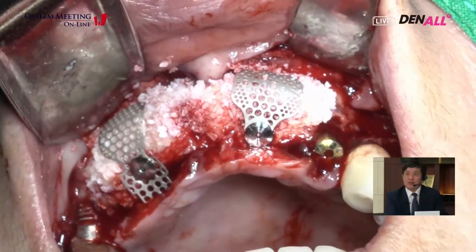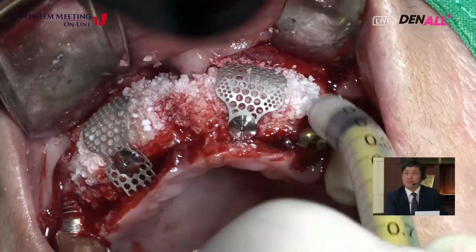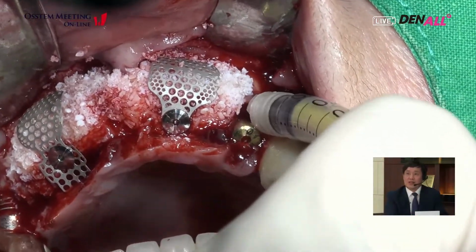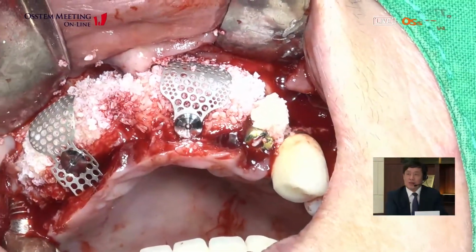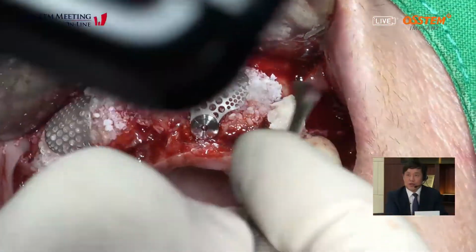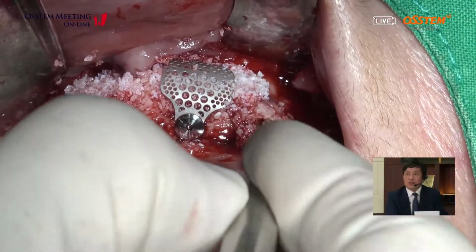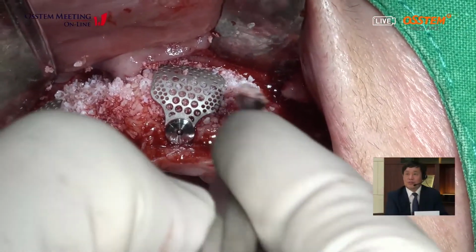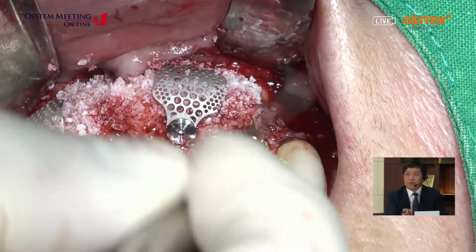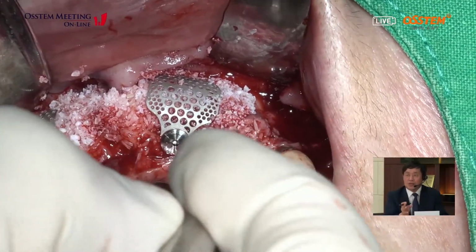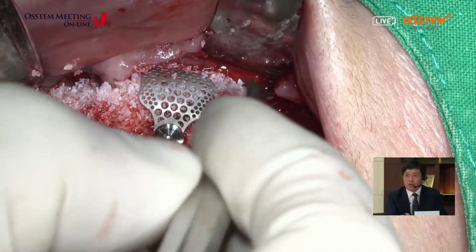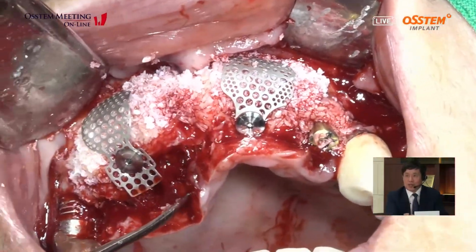In the canine area, I will fill the gap. Gap filling. He applied to the extraction socket area of the canine area, and the extraction socket is gap filled with allogenic bone. Before the extraction, there was extensive alveolar bone resorption, so the extraction socket is very quick.